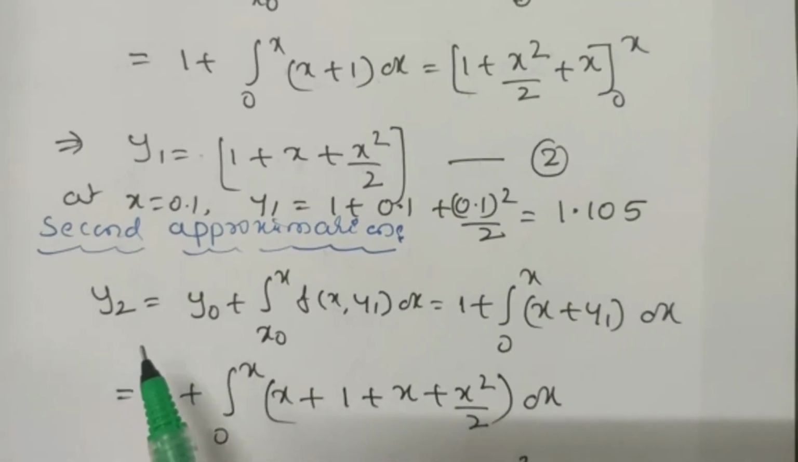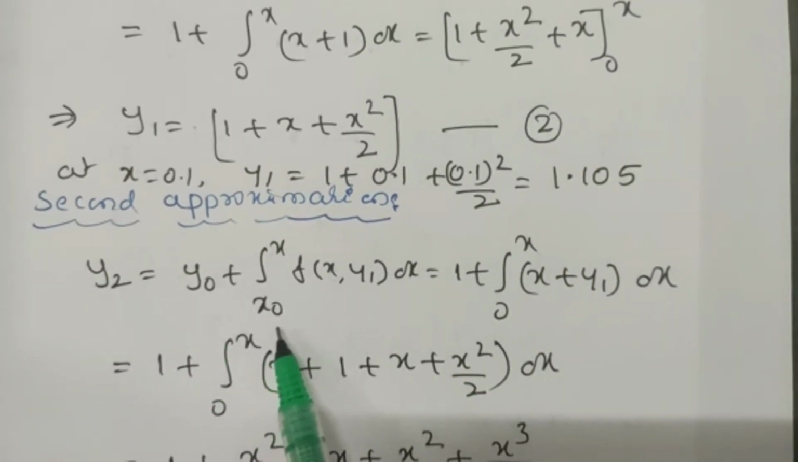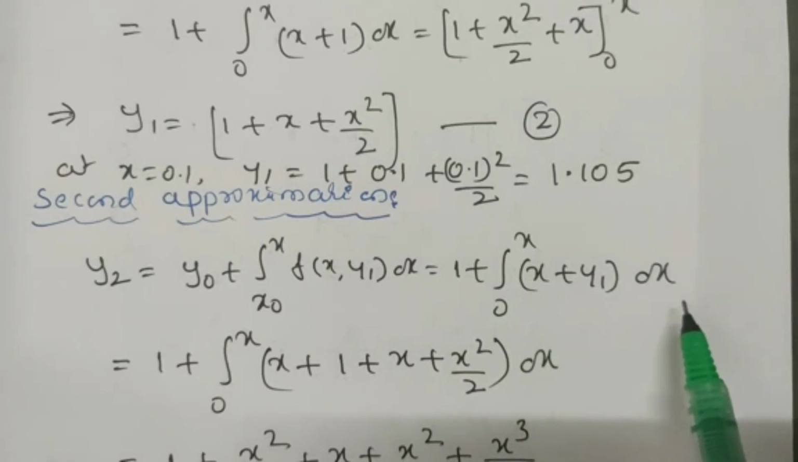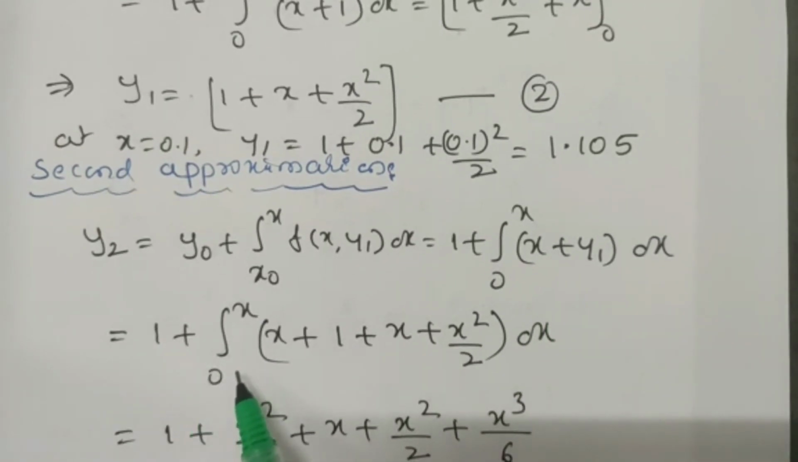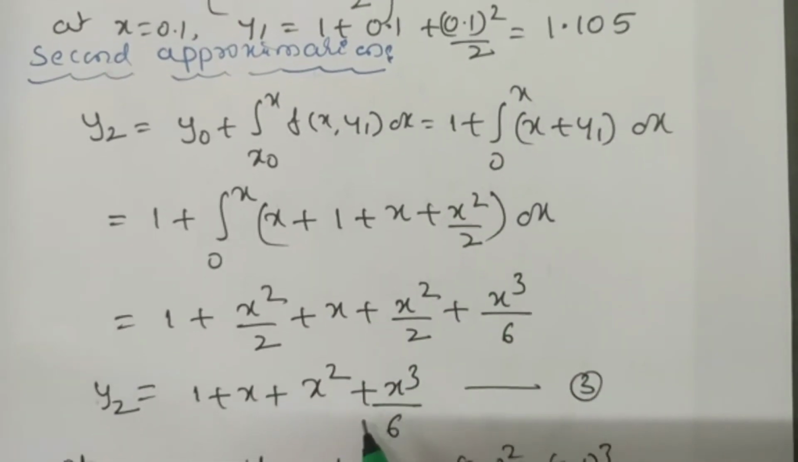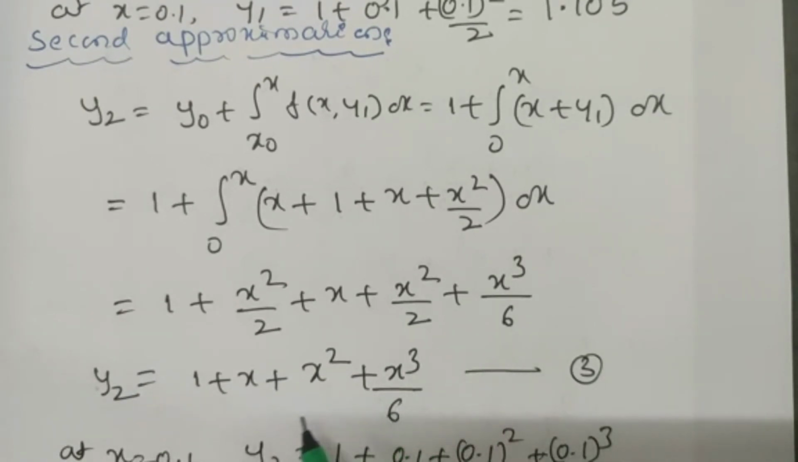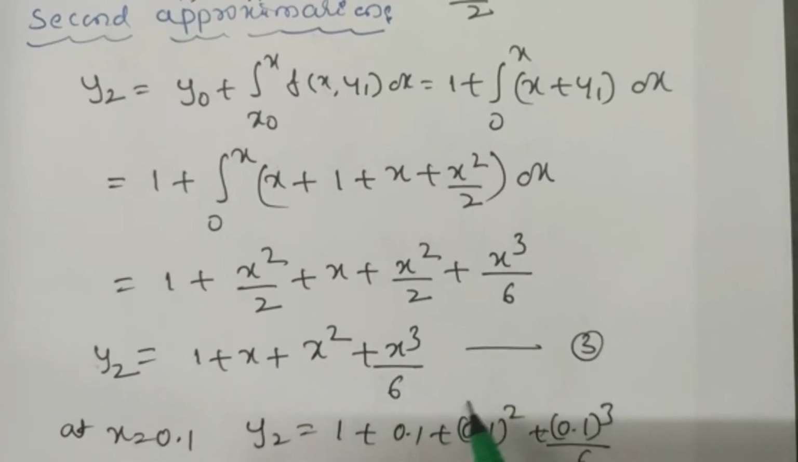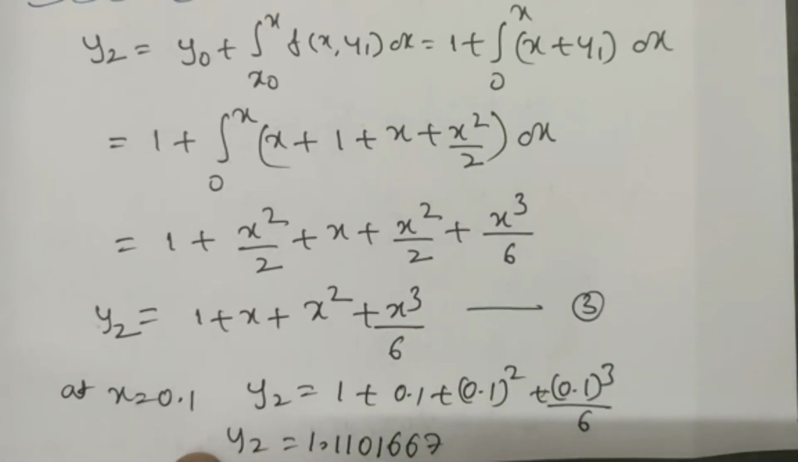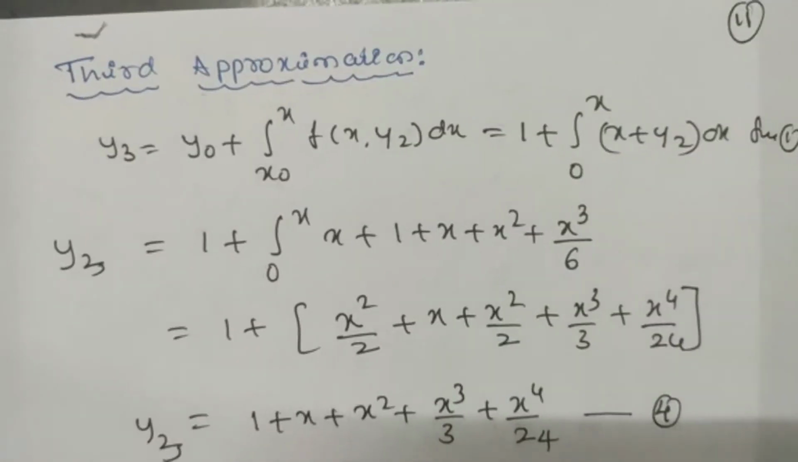Similarly, second approximation, y2 is equal to y naught plus integration from x naught to x of f of x y1 dx. So it is 1 plus integration from 0 to x of x plus y1 dx. So it is 1 plus 0 to x is x, y1 from equation number 2 is 1 plus x square by 2. Integrate and simplify, you will get 1 plus x square plus x cube by 6, equation number 3. At the point x equals 0.1, substitute all the values, you will get y2 as 1.1101667.